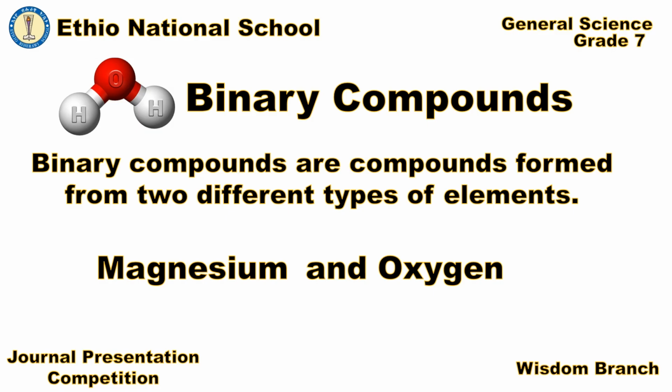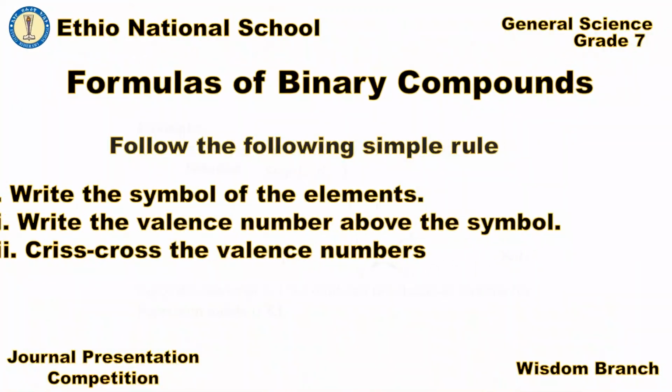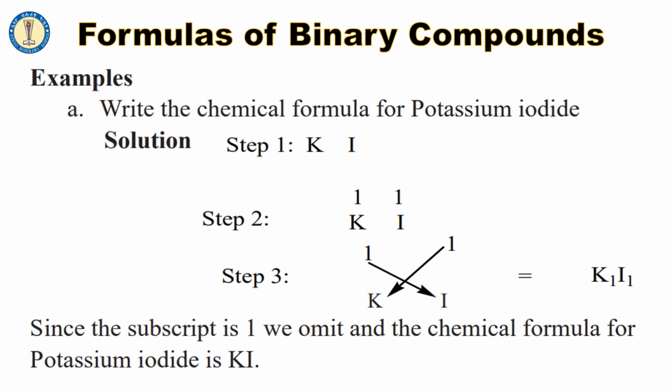hydroxide or carbonate. Binary compounds are compounds which are formed from two different elements. For example, magnesium and oxygen. And binary compound formula. The binary compound formula is, as I told you before, just write the symbol, then the valency, then crisscross.